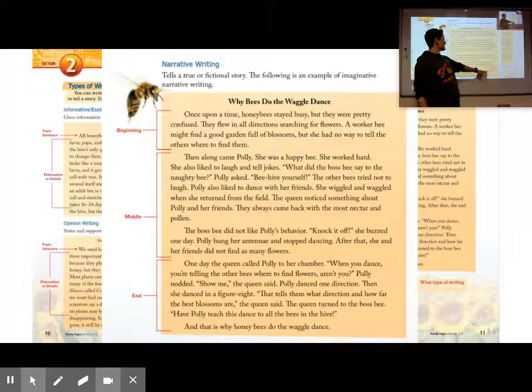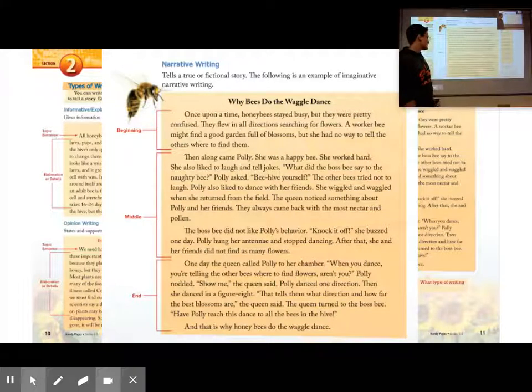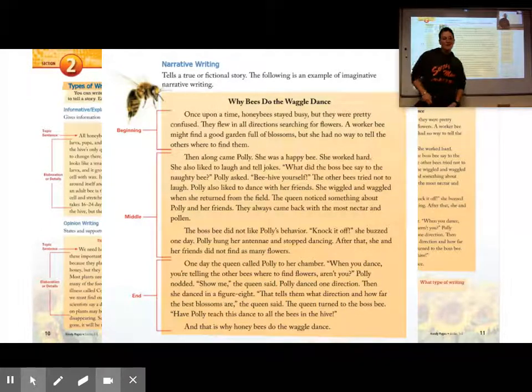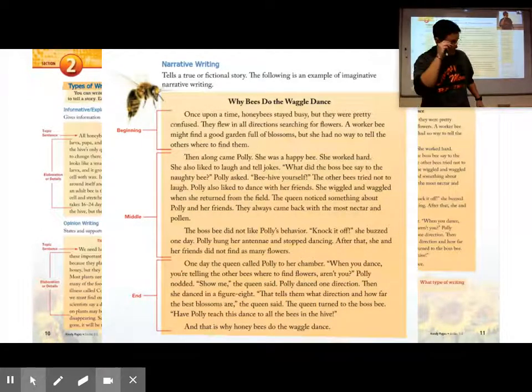That tells them what direction and how far the blossoms are, the queen said. The queen turned to the boss bee. Have Polly teach this dance to all the bees in the hive. And that is why the bees do the waggle dance.